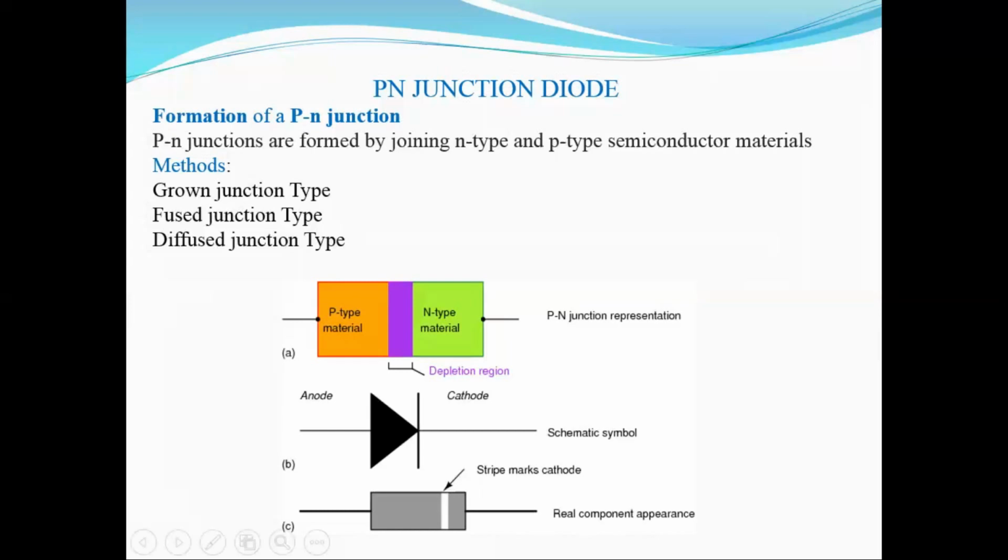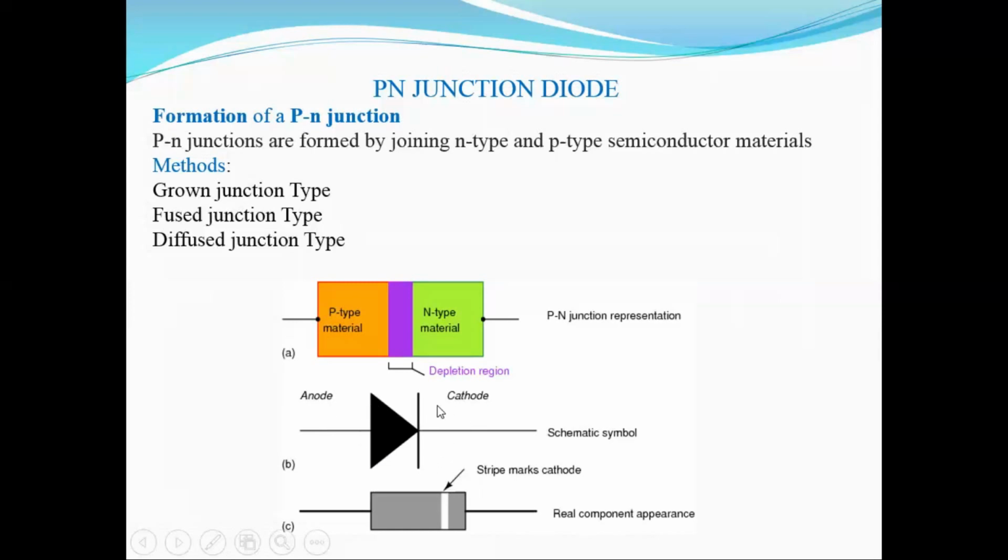Now when a p-n junction diode is formed, that is when a p-type material and an n-type material are combined, the interface between those two materials is called the p-n junction. So it is a two-electrode device. One is the anode, the other one is the cathode. Diode means two electrodes: one is the anode, the other is called the cathode.